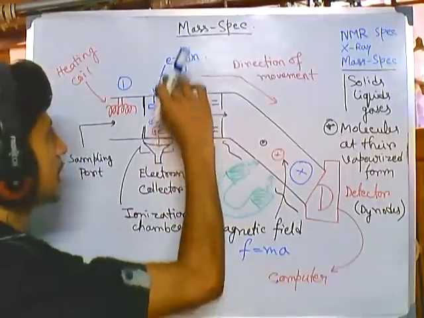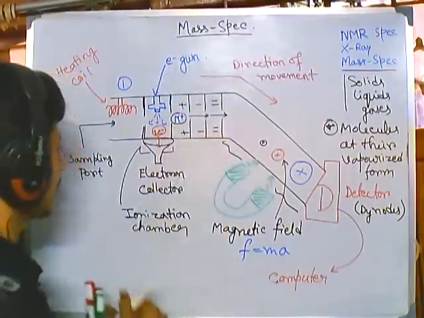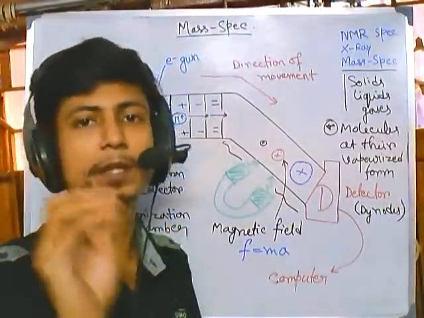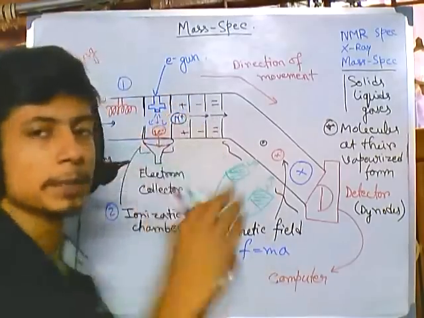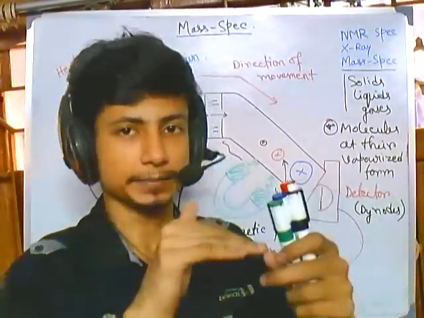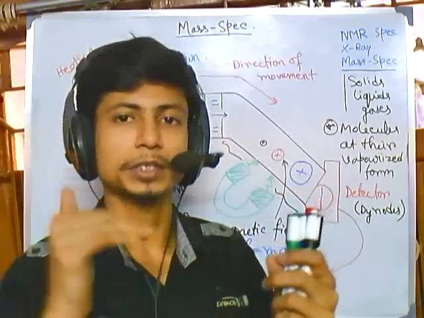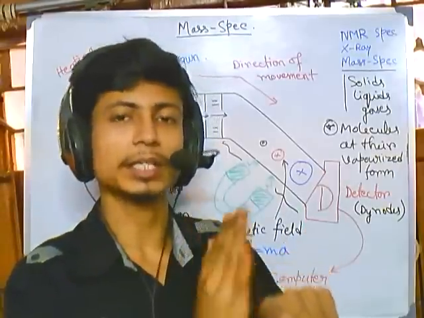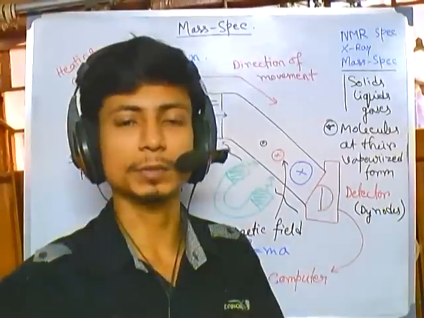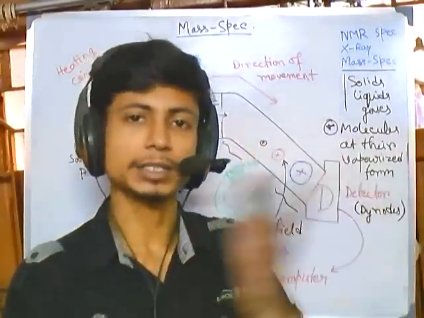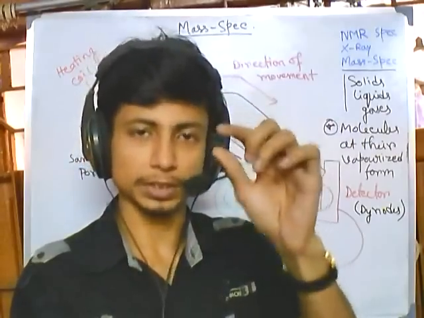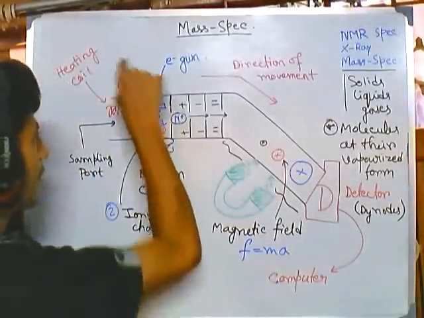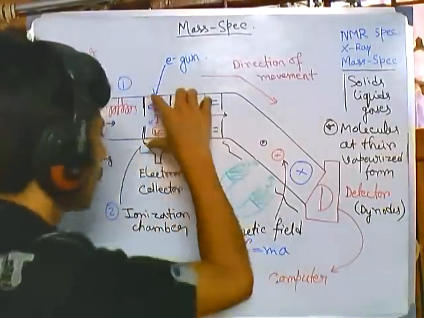The second region is the ionization region. Remember, this is the ionization chamber. Here the basic principle of mass spec is established. We are hitting our molecule with high velocity electrons, and this high velocity electron hitting the molecule kicks one electron out. So ultimately two electrons get out from the molecule, and as the electron leaves, the molecule becomes positively charged. So one positive charge and one lone electron are there. It is converted from M to M dot plus in this ionization chamber.